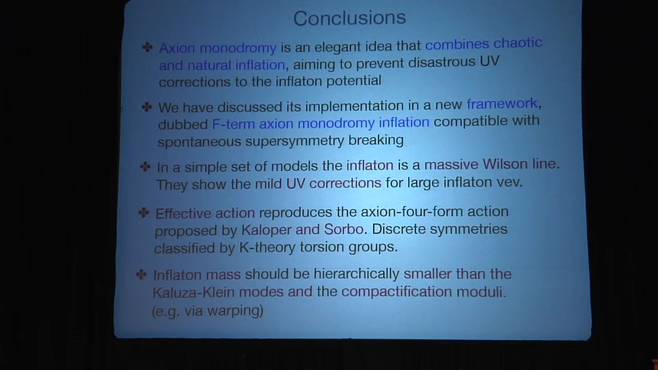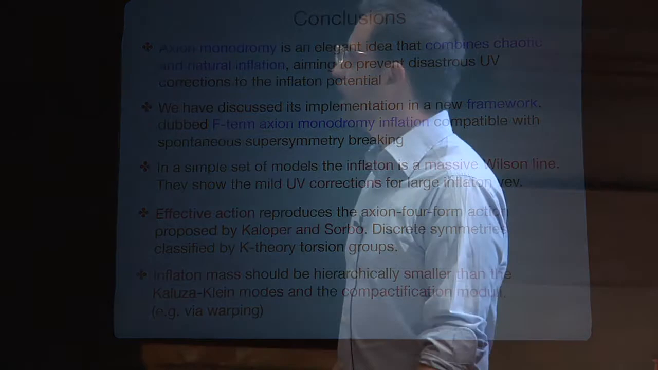As I said, towards model building, although I have not gone in any particular direction of model building, the key point is to make the inflaton lighter than any other compactification moduli. But from this example of massive Wilson lines, you see that for some choices you could get it, and also for the other works that I briefly mentioned. So thank you.